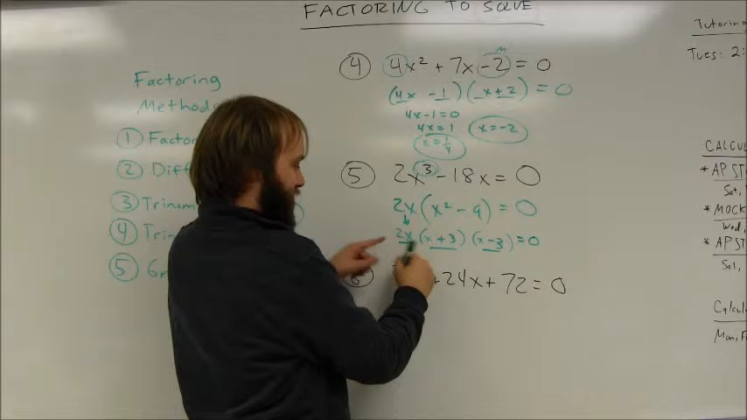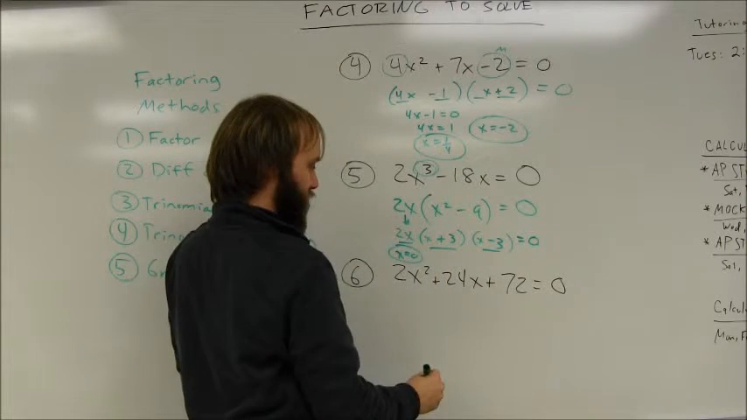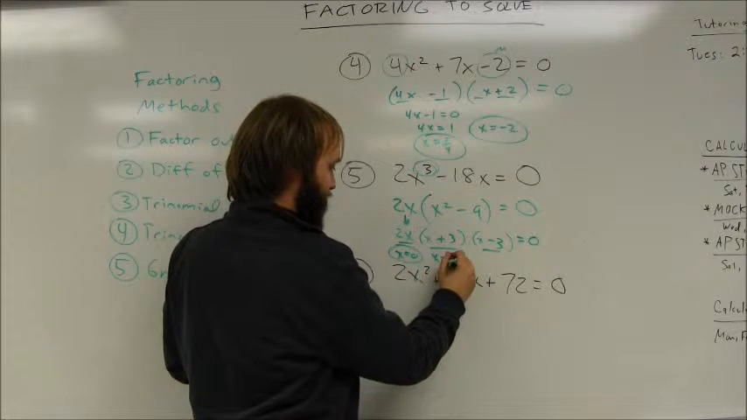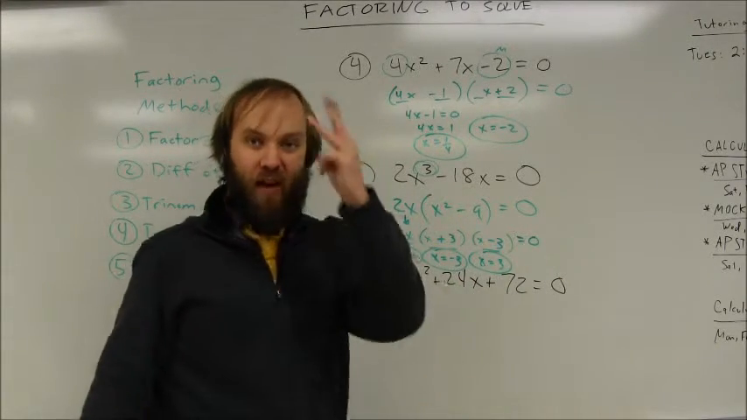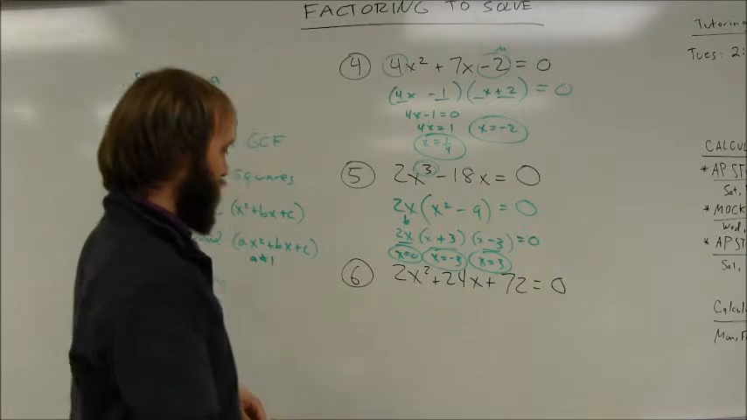Okay? What'll make 2x 0? Well, 2 times 0 is 0. What'll make that 0? X equals -3. What'll make that 0? X equals +3. There are your 3 solutions to that cubic equation.